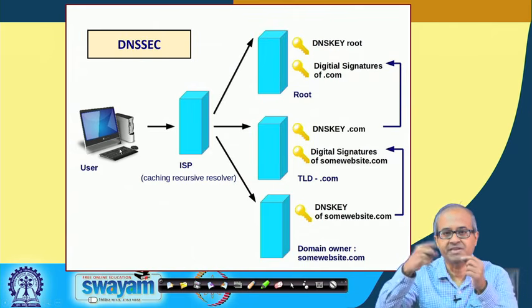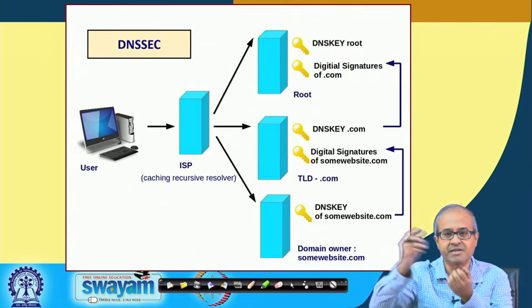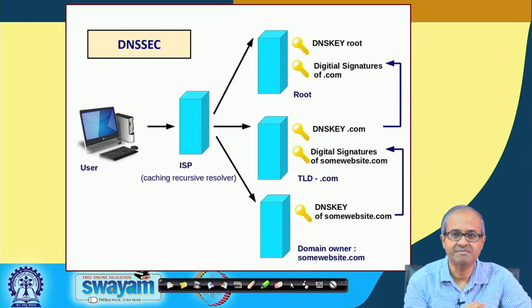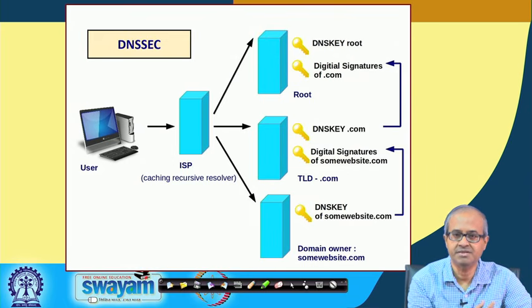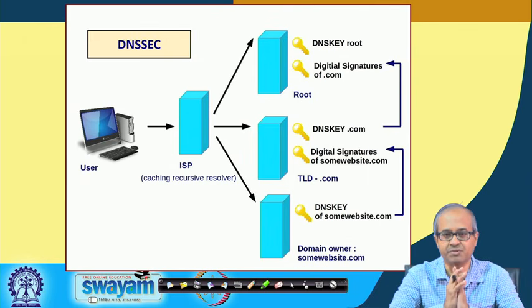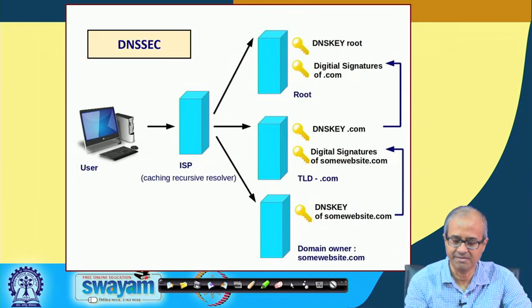So, whenever, using recursive resolution, one name server is contacting some other name server, all messages are digitally signed by some secret key, by some kind of private key. So, this private key, public key pair has to be there in this mechanism. I am not going into the detail of the exact mechanism, but roughly speaking this is what is happening. Okay.